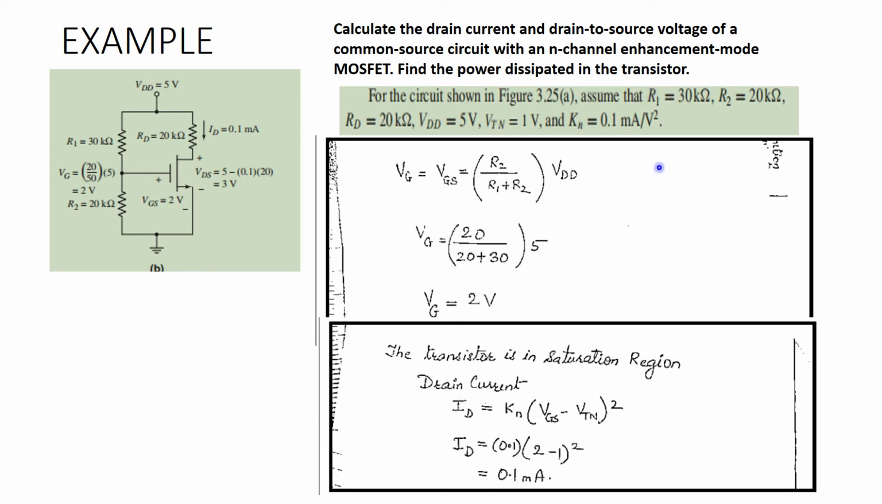R1 is equal to 30K, R2 is equal to 20K, resistance RD is again 20K, supply voltage VDD is 5 volts, and VTN, as I have told you when we were doing module 1. Generally VTN is given by the manufacturer, so we don't have to worry about how it has been designed, even for the value of Kn. These things were told to you earlier. So VTN is equal to 1 volt and Kn is equal to 0.1 milliamperes per volt square.